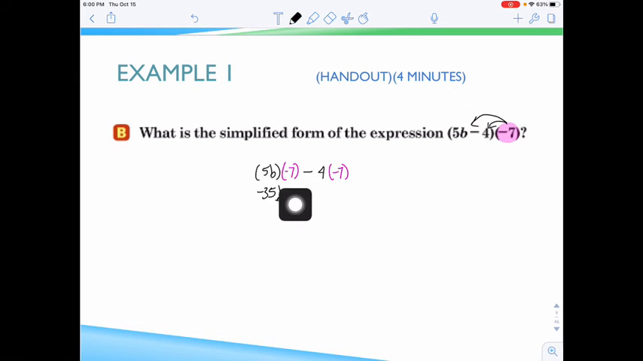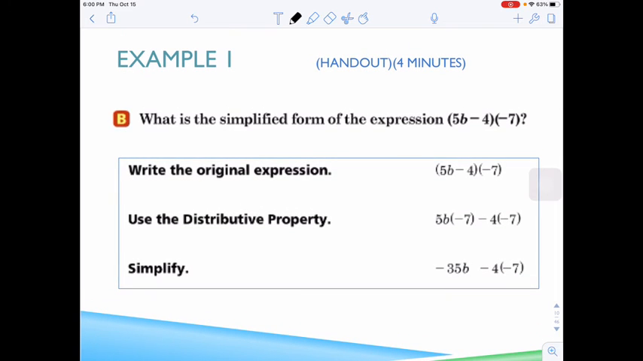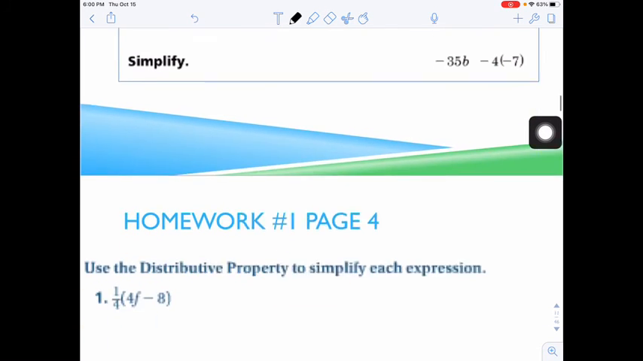Then you bring your b down. Now we have negative 4 times negative 7. Negative times a negative becomes a positive, and we have plus 28. And that will be our final answer here. So again, we have the steps written out. The only thing that's missing is that final simplification of negative 4 times negative 7, which gives us positive 28.